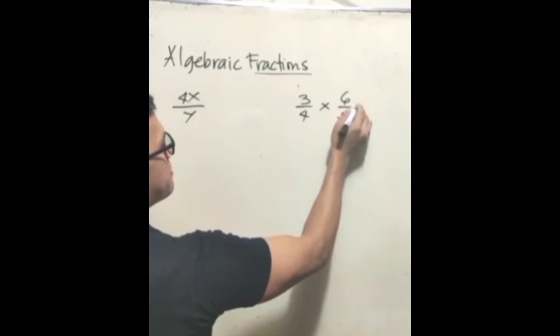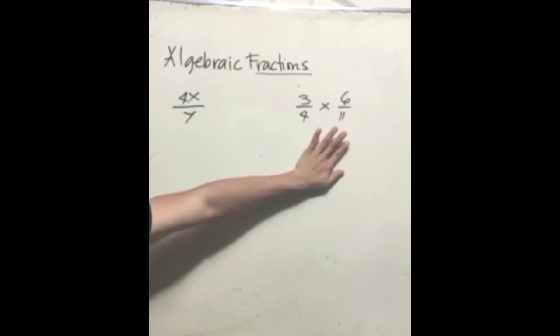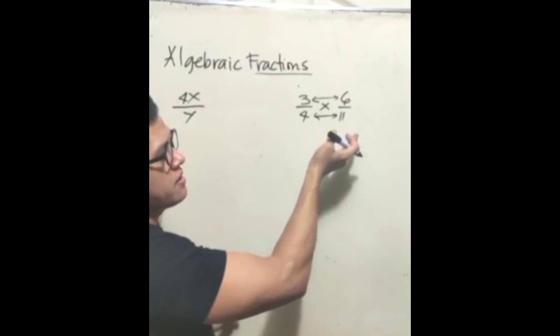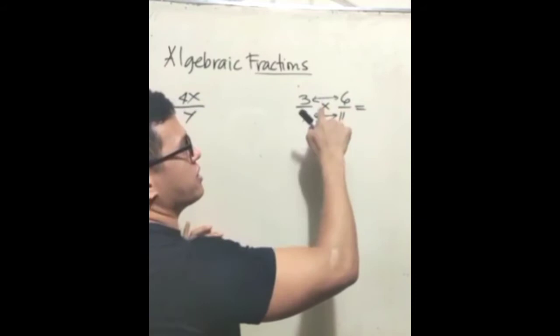Okay. Now, multiplying fractions, ito ang pinakamadali. Kasi, multiply mo lang sa numerator, diretso yan. Regardless if the denominators are similar or not similar, okay? So, multiply nyo lang numerator. 3 times 6, that is 18. And then, 4 times 11, that is 44.